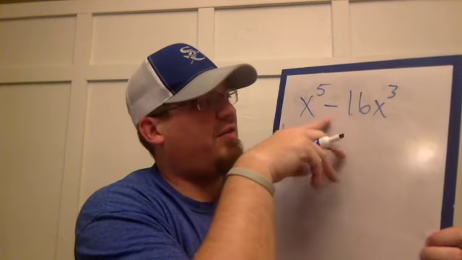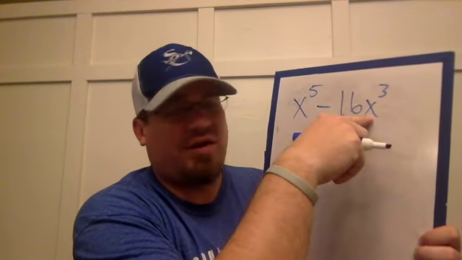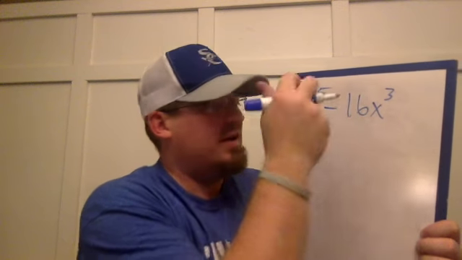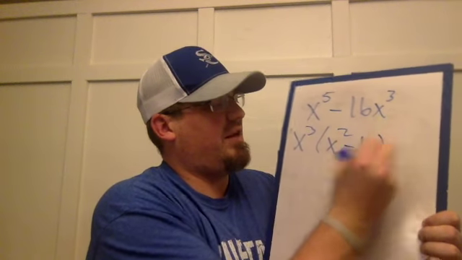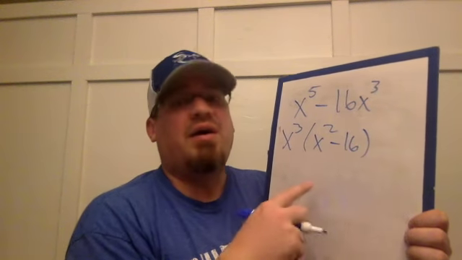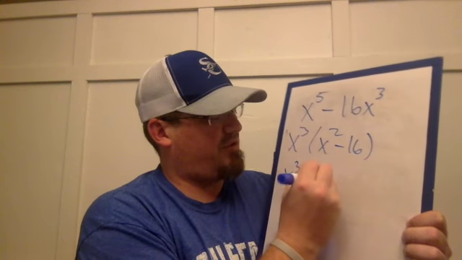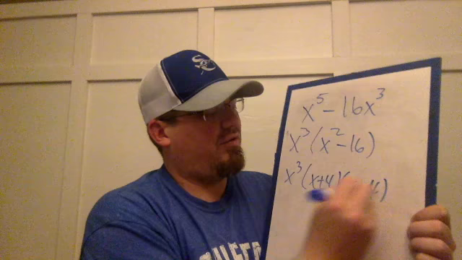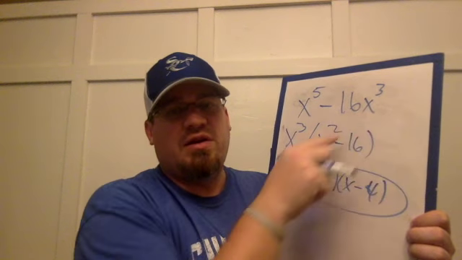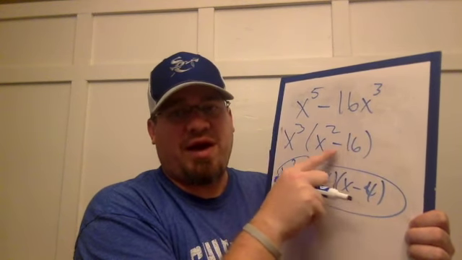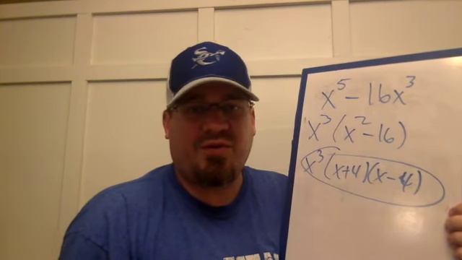However, they do have something in common. They both have x cubed in them. This one has 3 x's, this one has 5 x's. So if I factor out x cubed, then I'm left with x squared minus 16. Now I have something in the parentheses here that I can factor. So I bring down my x cubed, and then I have x plus 4 times x minus 4. So this right here would be my final answer because they had an x cubed in common. So I took it out, and then I factored what I had left, knowing what I just learned about the difference of two squares.